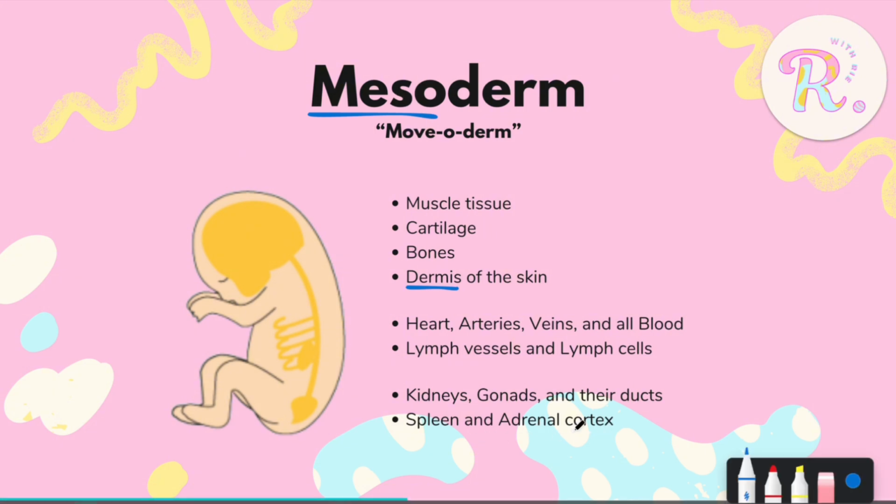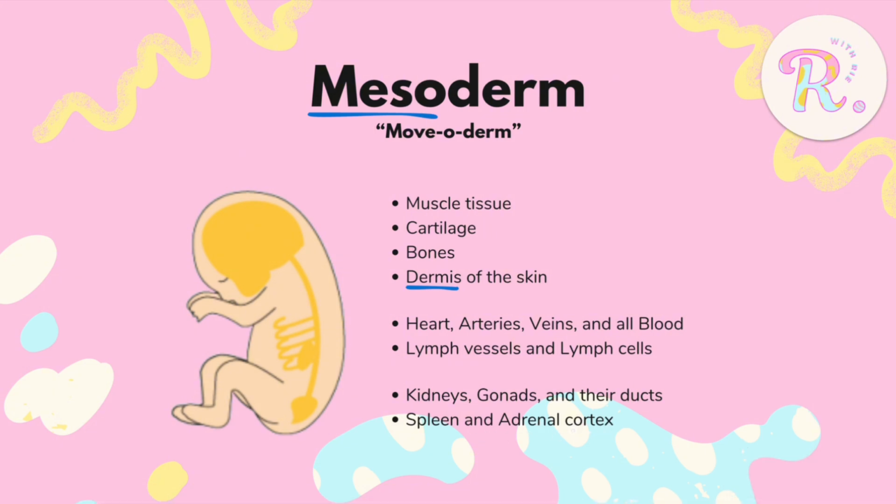They're also mesodermal derivatives. So I think what's important to note lang dito sa mesoderm is musculoskeletal, right? Your muscles, your bones, your cartilages. And then, circulatory, your heart, arteries, veins, blood. I-include na lang din natin yung lymphatic system. And then, of course, your kidneys, gonads, and ducts, your genital urinary system.